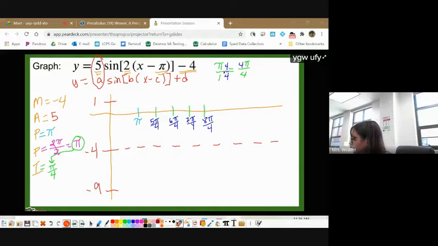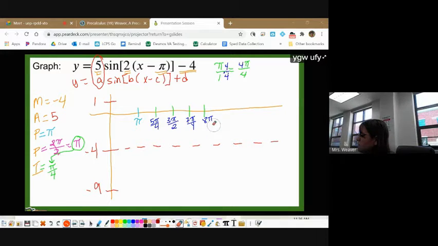So hopefully you've got an eraser handy and can come back. 5 pi over 4 doesn't simplify, but 6 pi over 4 does. So we're going to simplify that one down. That'll simplify to 3 pi over 2. 7 pi over 4 doesn't simplify, but 8 pi over 4 does. What does 8 pi over 4 simplify to? It simplifies to 2 whole pi.